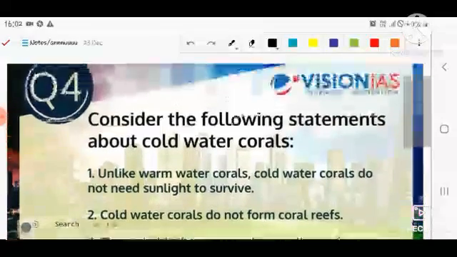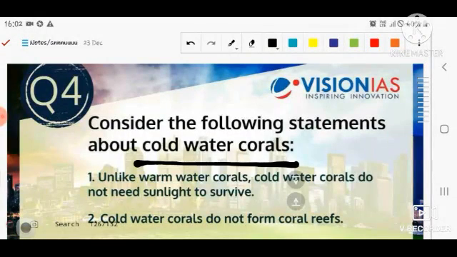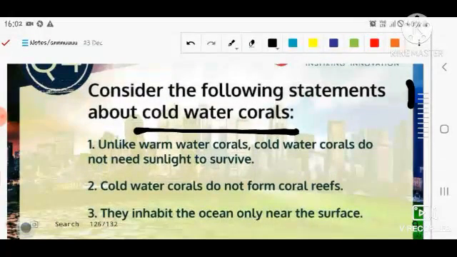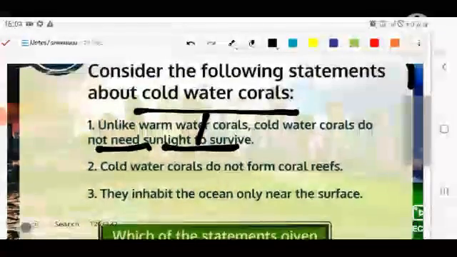The next question you can correlate with the environment section. Consider the following statements regarding cold water corals. It means that cold water corals are found, but at the same point of time warm water corals are also found. For example, the Great Barrier Reef is found there, and it is made up of warm water corals. The first statement: like warm water corals, cold water corals do not need sunlight to survive. It means warm water corals take sunlight, but cold water corals do not need it, so they remain in the cold water.